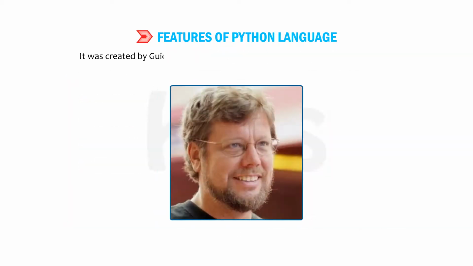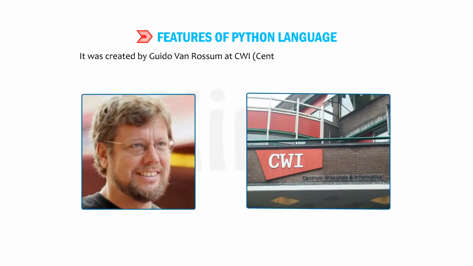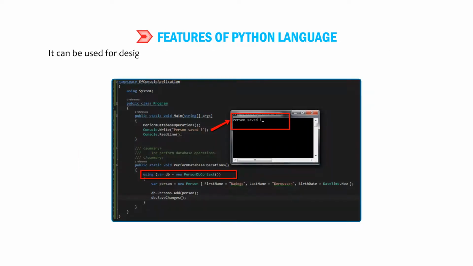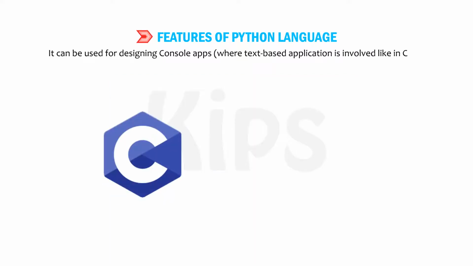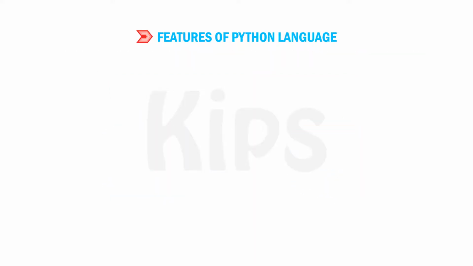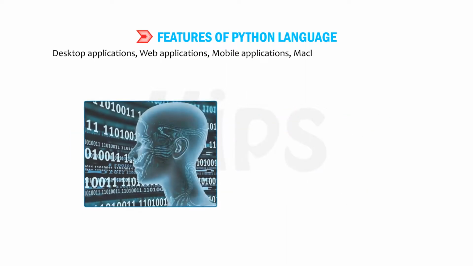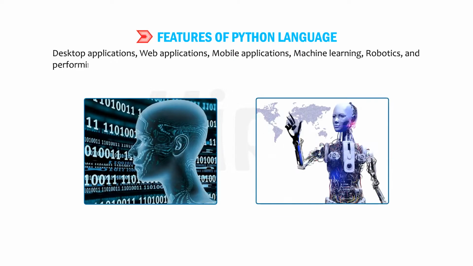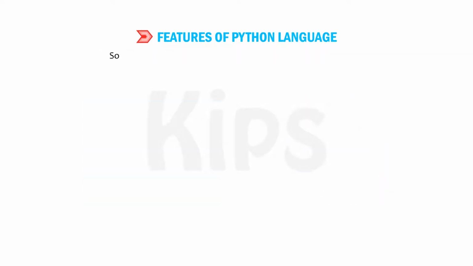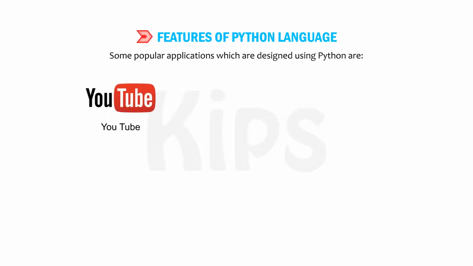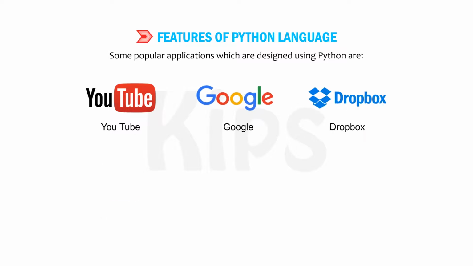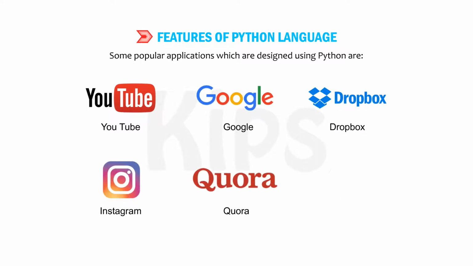It was created by Guido van Rossum at CWI, Centrum Wiskunde & Informatica. It can be used for designing console apps where text-based application is involved, like in C and C++ language, desktop applications, web applications, mobile applications, machine learning, robotics and performing scientific computing. Some popular applications which are designed using Python are YouTube, Google, Dropbox, Instagram, Quora, BitTorrent.